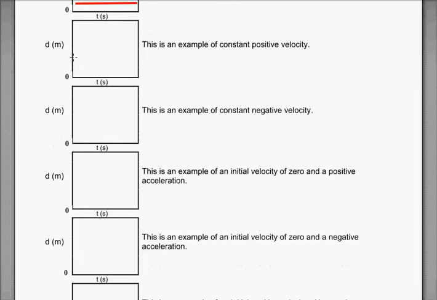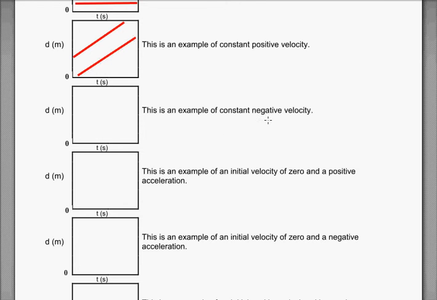So this could be this, or it could be this, or it could be anything. Anything as long as it has a positive slope, and it's a constant positive slope, meaning no curved lines. I know how much you guys love curved lines.